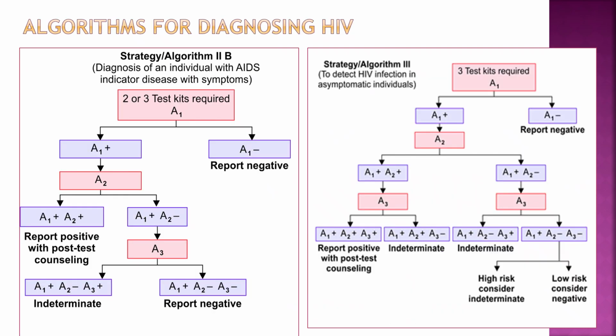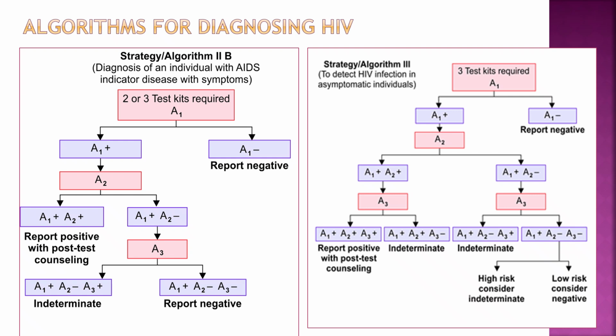Strategy 2B for diagnosis of an individual with AIDS indicator disease with symptoms. So 2 or 3 test kits are required. If A1 is negative, report negative. If A1 is positive, then the second kit, that is A2. If A1 and A2 are positive, report positive with post-test counseling. If A1 is positive and A2 negative, then the third kit, that is A3. If A1 positive, A2 negative, and A3 positive, indeterminate. And if A1 positive, A2 negative, A3 negative, report negative.